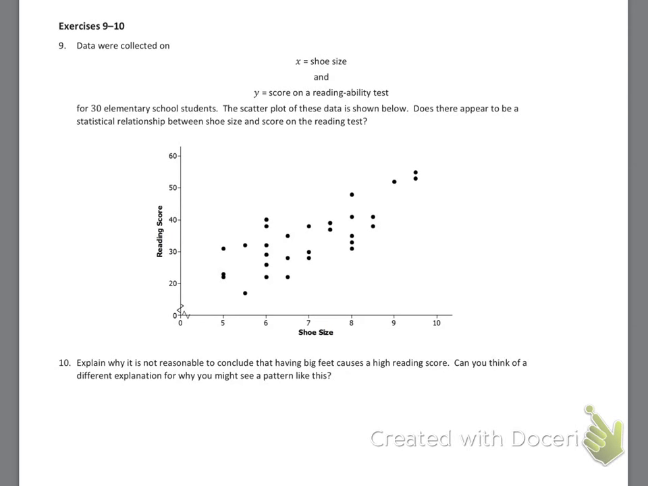This next example, exercises 9 and 10, says data were collected on shoe size, which will be our X variable, and score on a reading ability test, and that will be Y. Y will be the score on the test for 30 elementary school students. The scatter plot of these data is shown below. Does there appear to be a statistical relationship between shoe size and score on a reading test?